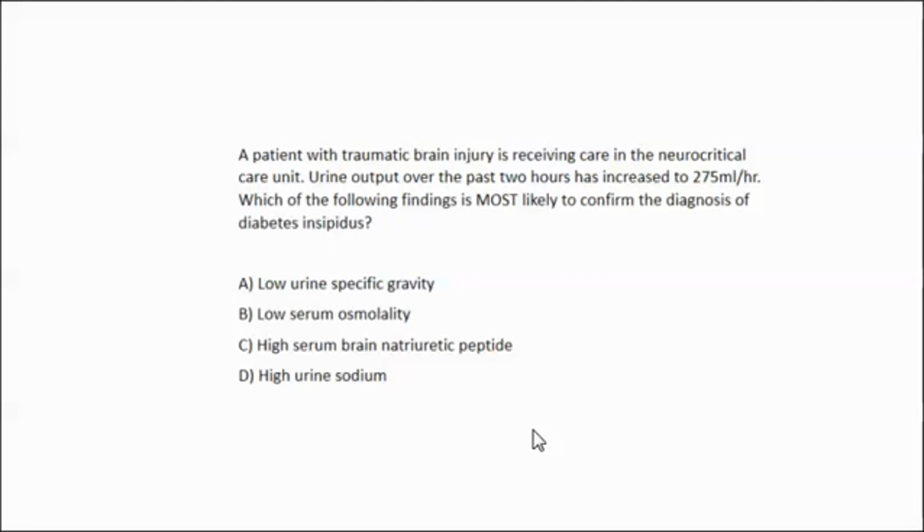Then they're talking about urine output. Okay, if it's really high, then that's down the DI pathway too. Then what happens? I wasted my cognitive energy because it just says it's diabetes insipidus. Which of the following is most consistent with that?